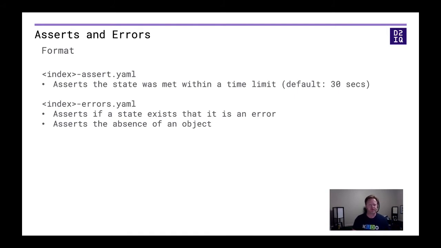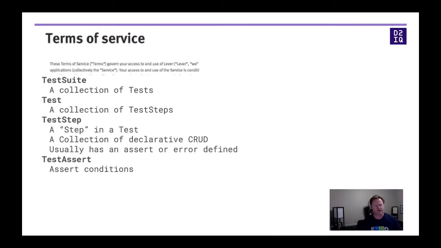Let's go through some of the terms now. I've already covered some of them, but let's put a nice bow around it. The terms of service. We have the test suite, which is a collection of tests. We have the tests themselves, which is a collection of test steps. We have a test step, which has multiple phases, kind of the create, update, and then the assert phases. And then we have the test assert. What's also important to note here is that the test suite, the test step, and the test assert are all object types defined within KUTTL.